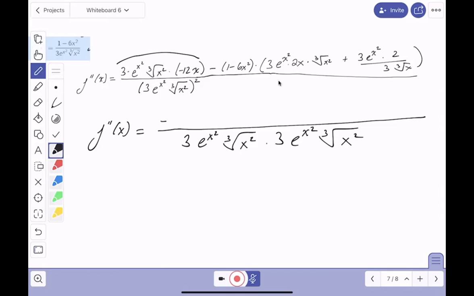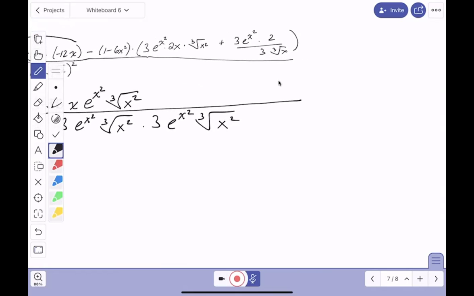Minus 36x e to the x squared cube root x squared. That's done. Now I'm going to do this guy. Looks like a lot of work, right?